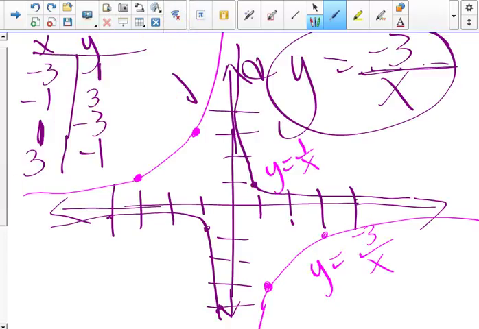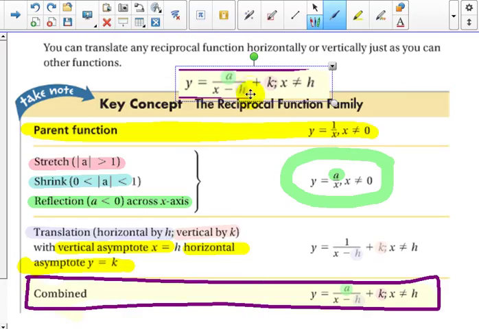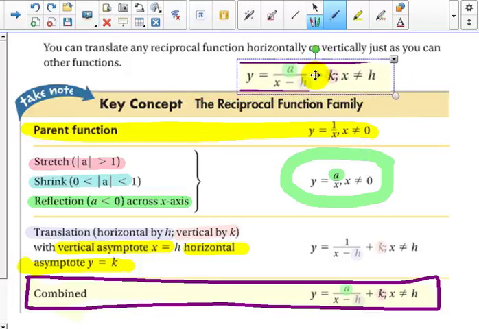Okay, just a couple of minutes, so I'm going to move on pretty quickly here. So now we've learned what the a value does, the stretch and the compression. We've learned what the negative sign does, and it flips it over the x-axis into the second and fourth quadrants. So now we're going to learn about the h and k value.